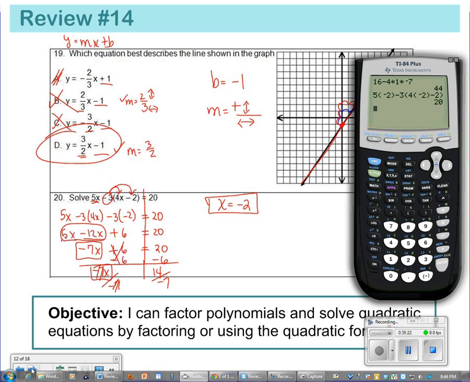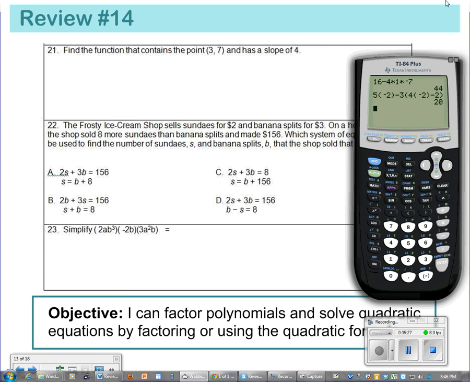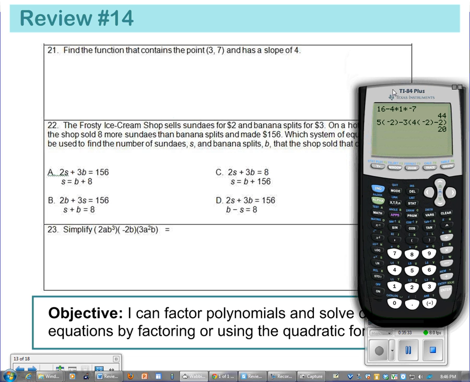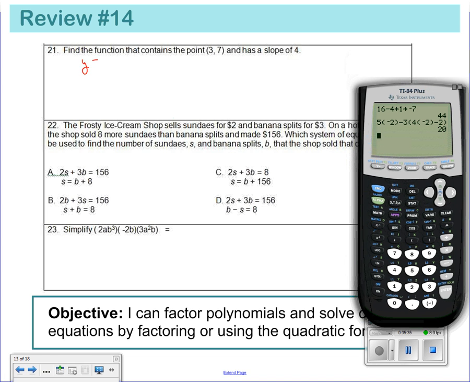So I can always plug in a number and see if I get a true statement to find a solution. 21, I want the function that contains the point 3, 7 and has a slope of 4. Our functions are in slope-intercept form, so y equals mx plus b. I'm going to use capital B because my b's look like 6's. What they give us is a point, so I got an x and a y value, and I also have the slope, which is the 4.